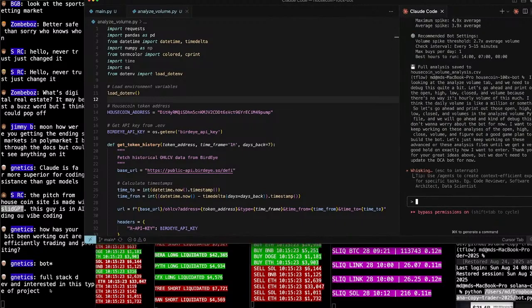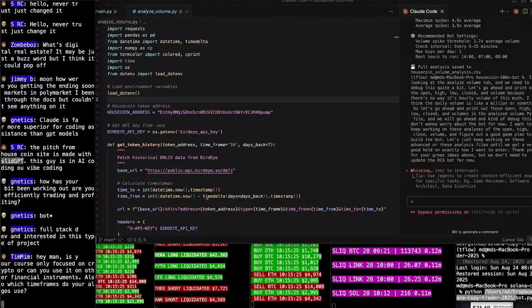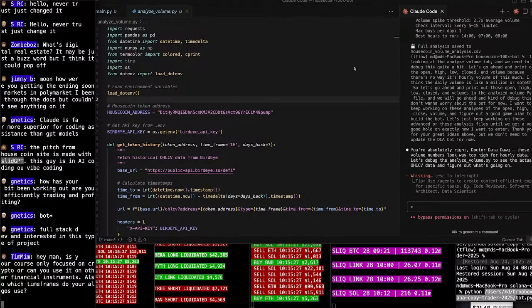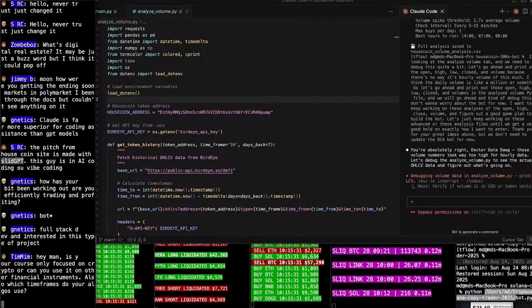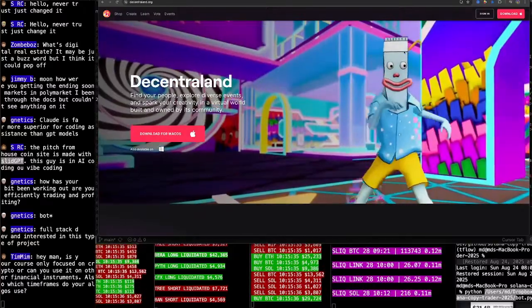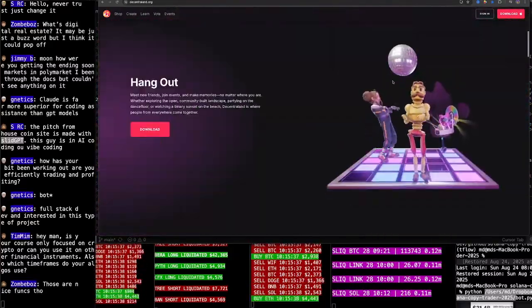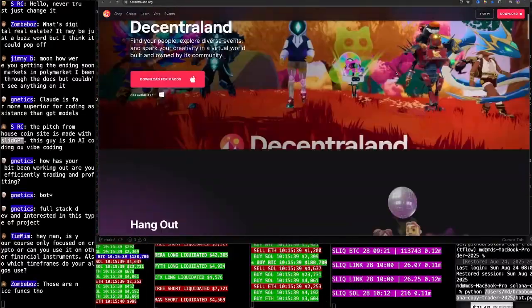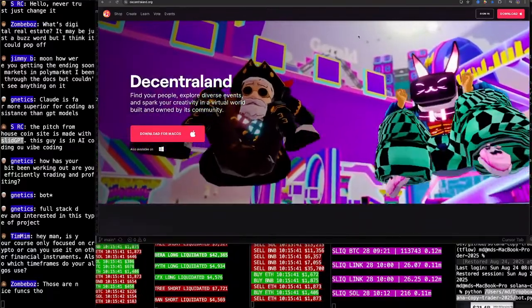Full stack dev and interested in this type of project. Nice, dude. Yeah, I think it's quite obvious, and to me, again, it's quite obvious because I'm a guy that's always believed in digital real estate. So I was in Decentraland early, like right when it launched, and stuff was crazy.